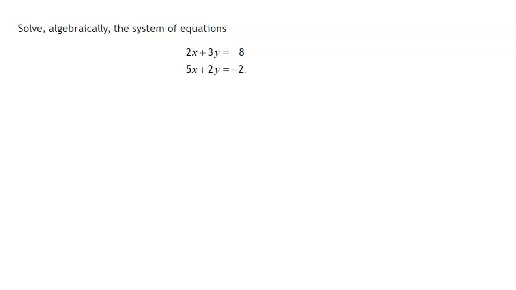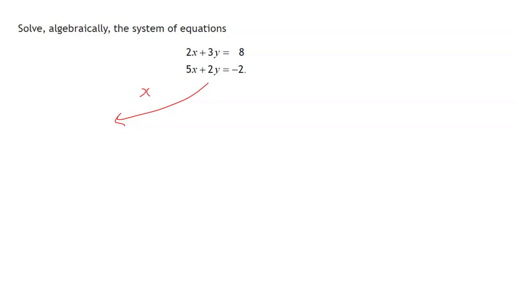Now remember the technique for this. Pick a variable to get rid of, multiply the top and the bottom equations so that the coefficients are the same, then add or subtract accordingly, find one of the variables, then use that variable to find the other. So let's imagine, I'm going to work it both ways for you. Let's imagine I'm going to get rid of the x components first.